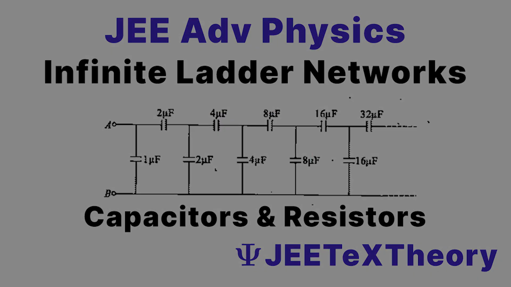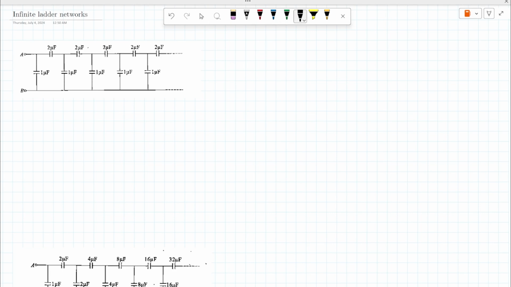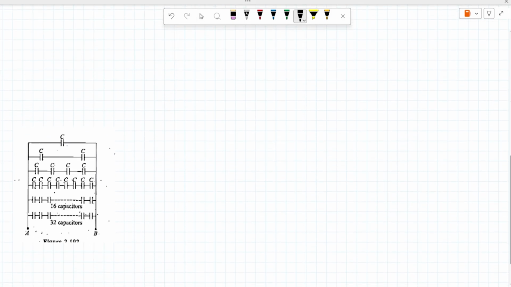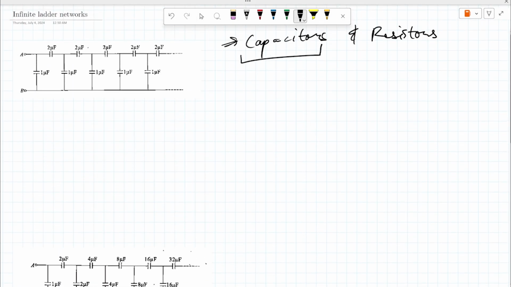Let's jump into it. Hello guys, so today we'll be discussing infinite ladder networks. We'll be discussing them in the context of capacitors as well as resistors. So I'll only explain the approach in the sense of capacitors, but you can also apply the same approach for resistors. So I've picked up these three examples. I'll explain it to you with the help of them.